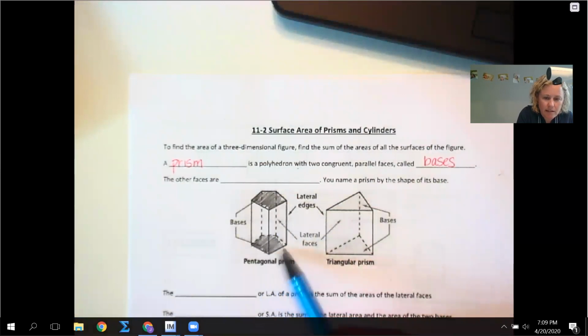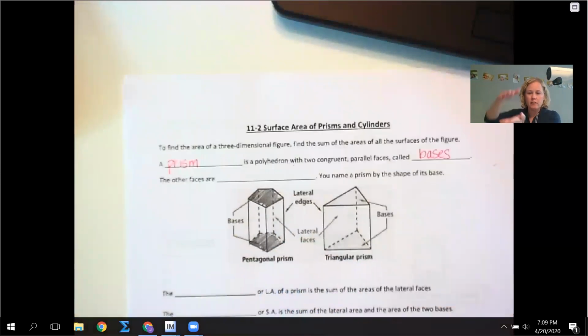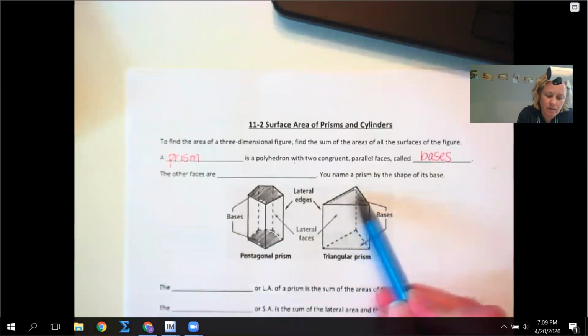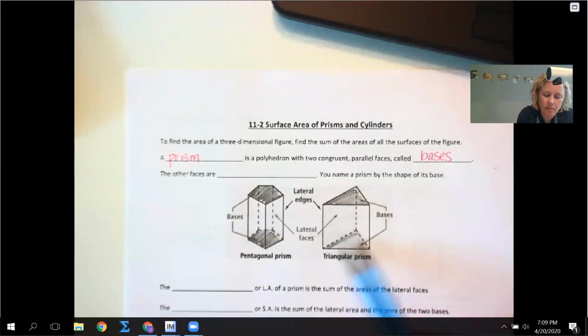And again, those are bases because they're parallel to each other. They're bases, okay? And then over here, the bases are this triangle and this triangle. Okay, because again, bases have to be parallel to each other.